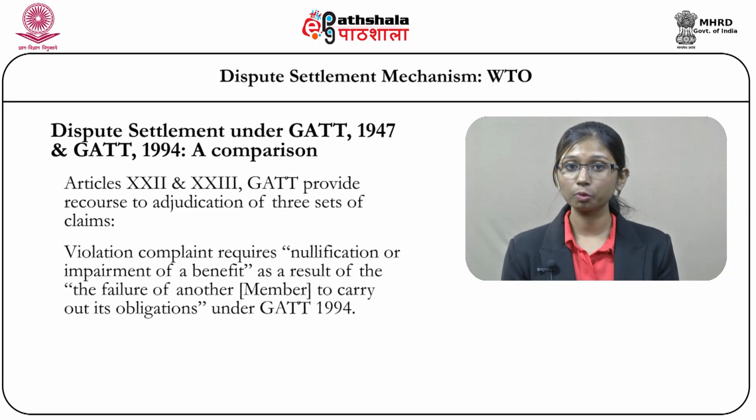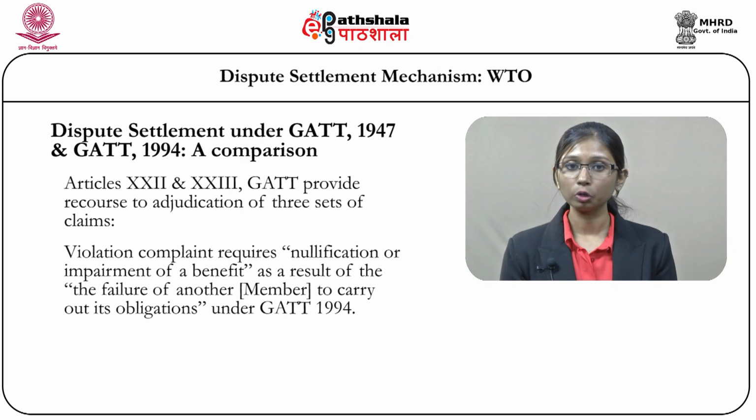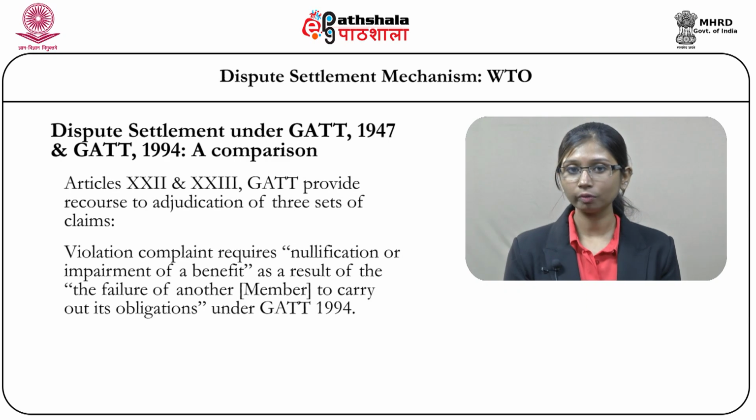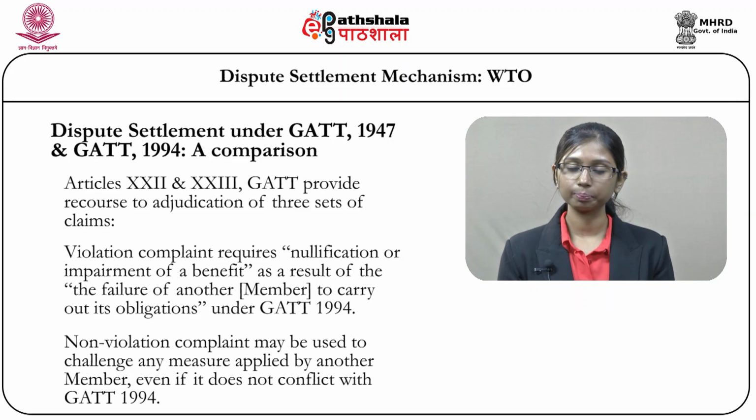A violation complaint is premised on the fact that certain benefits which were conferred upon the members have been nullified or impaired by the conduct of other members through a direct violation of the terms of the GATT agreement, which is a literal violation of any of the core obligations of the GATT. Similarly, there also lies a window for non-violation complaints, where members can challenge measures that do not violate the text of the GATT articles but in some manner cause nullification and injury to the other members.